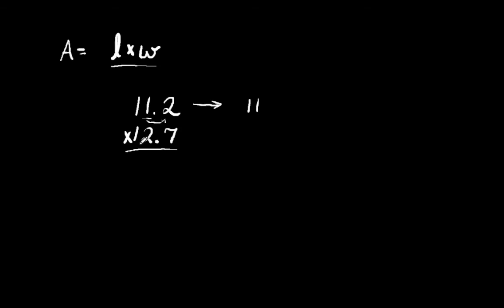And we look at the 7 to tell this 2 what to do. The 7 is 5 or more, so we raise the 2 up one more, and the 2 becomes a 3. So 12.7 rounds to 13.